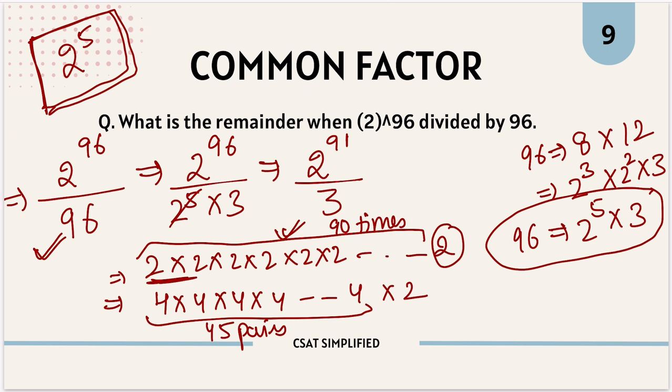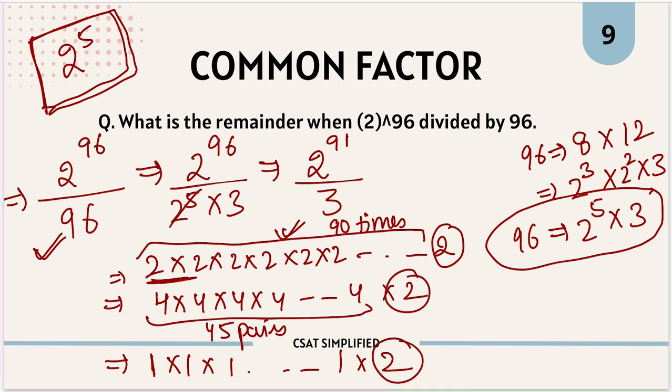Easy? Now, tell me, what is the remainder of 4 when divided by 3? That is 1. So, it is 1 into 1 into 1, 45 times into 2. This 2 is still continuing without any modification. So, we have 1 into 1 into 1 into 1 into final 2. So, your final answer is 2 as a remainder.